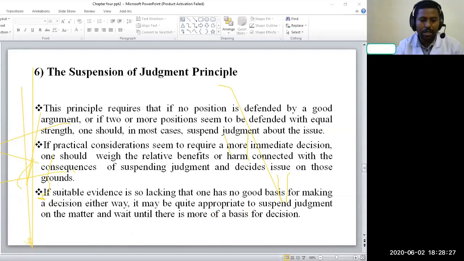If the situation does not demand a swift solution or decision, we must, as a principle, suspend our judgments. But if it demands an urgent decision and solution, we must decide by weighing the benefits and its demerits.